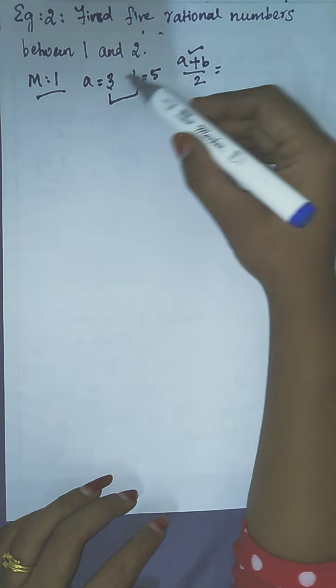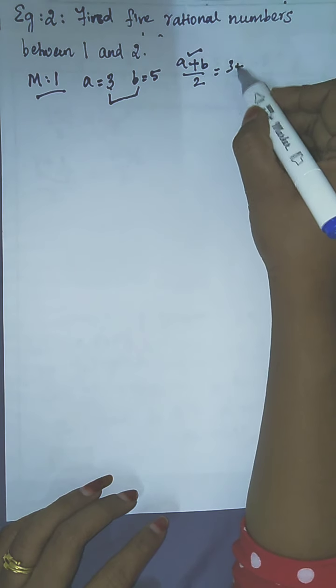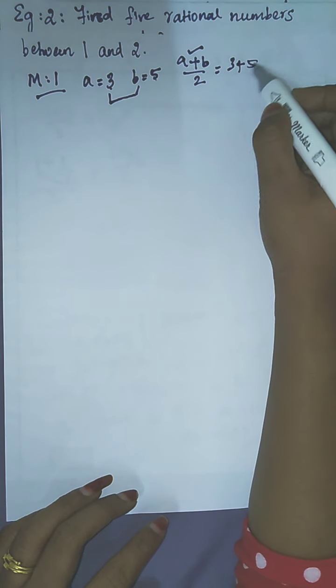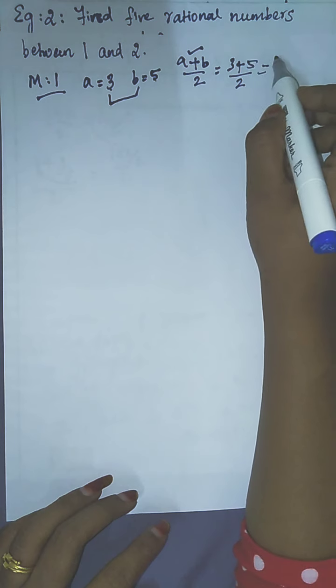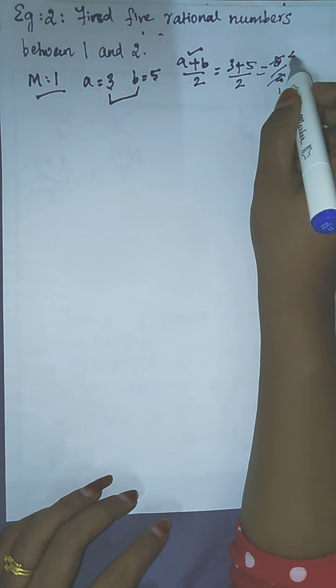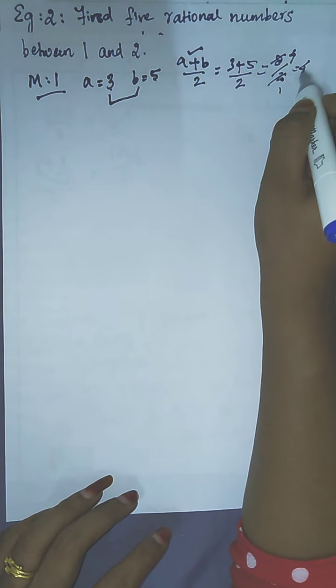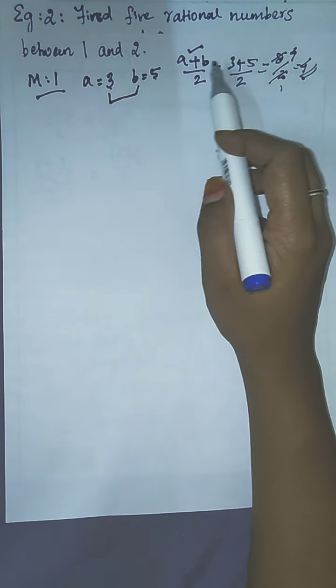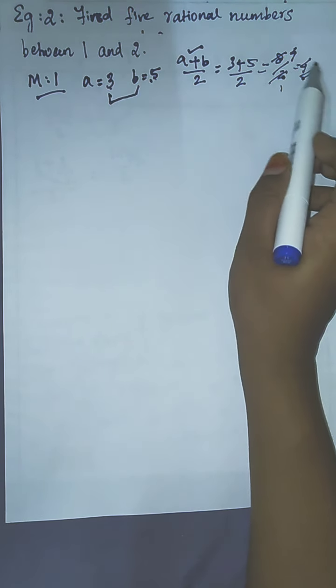So A value is 3 plus B value is 5 divided by 2. 3 plus 5, 8 divided by 2. Now cancel it. 2 4s are 8. So the answer is 4. So we can know a number between 3 and 5 is 4.